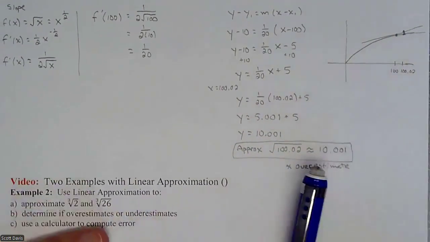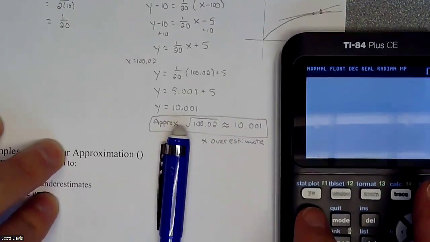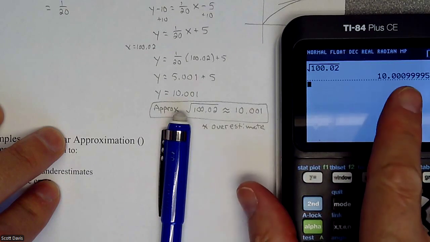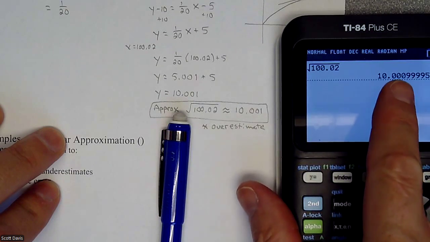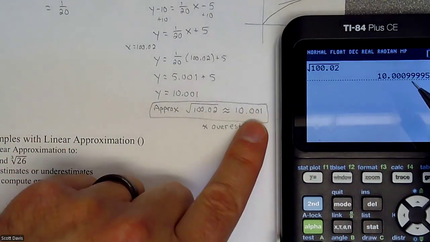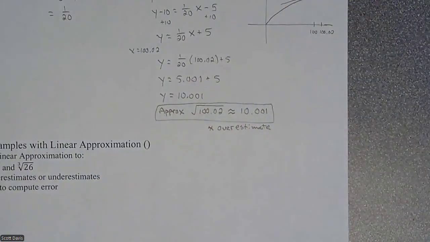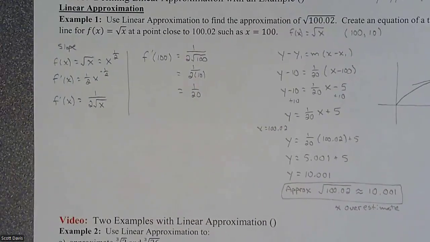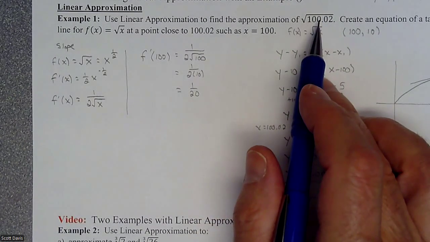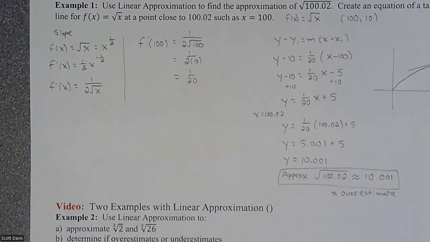There is my estimate. And if I actually plug the square root of 100.2 into a calculator, I'm getting awfully close. We went to 10.01, and the calculator gives 10.009 rounded. Our estimate is awfully close to the actual answer. So that's using linear approximation. You create a tangent line based on a point that's as close as you can get to the value you're trying to approximate, create your equation, and then plug in your estimate, and that's going to get you a value that's awfully close to the real thing.